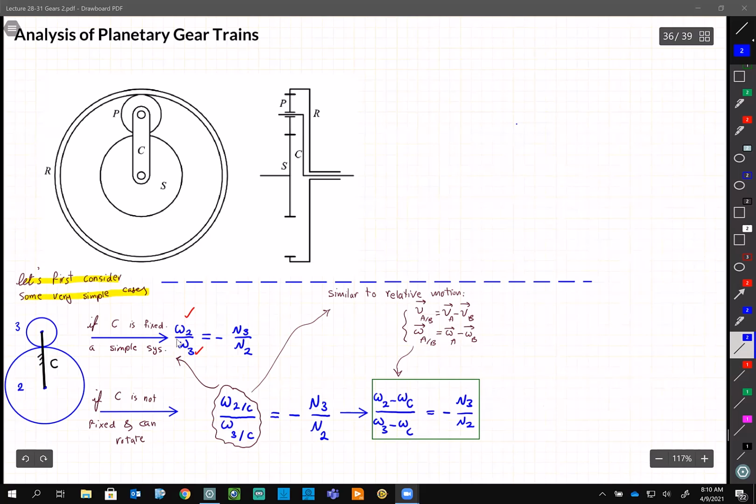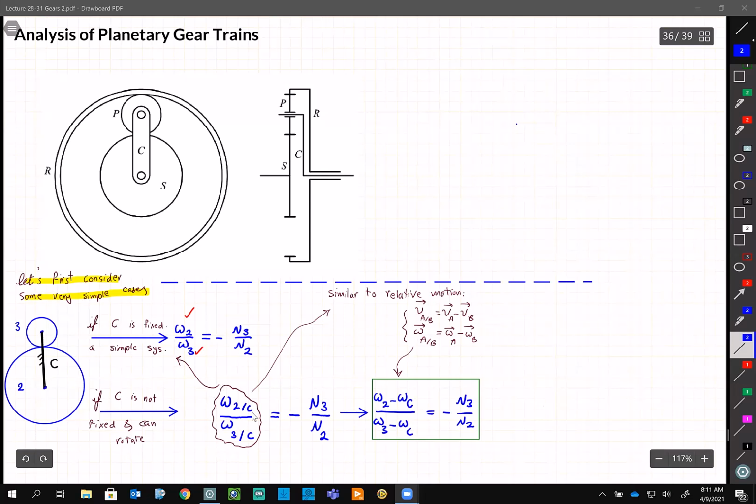Just to refresh your mind, we know if C is fixed, this is just a simple system. So everybody knows omega 2 over omega 3 is going to be N3 over N2, and we know the minus because of the change in direction. So we can translate the same thing, saying that we can calculate everything with respect to C. So omega 2 with respect to C and omega 3 with respect to C. It has the same meaning as if we are fixing the carrier C, when we write this sentence.